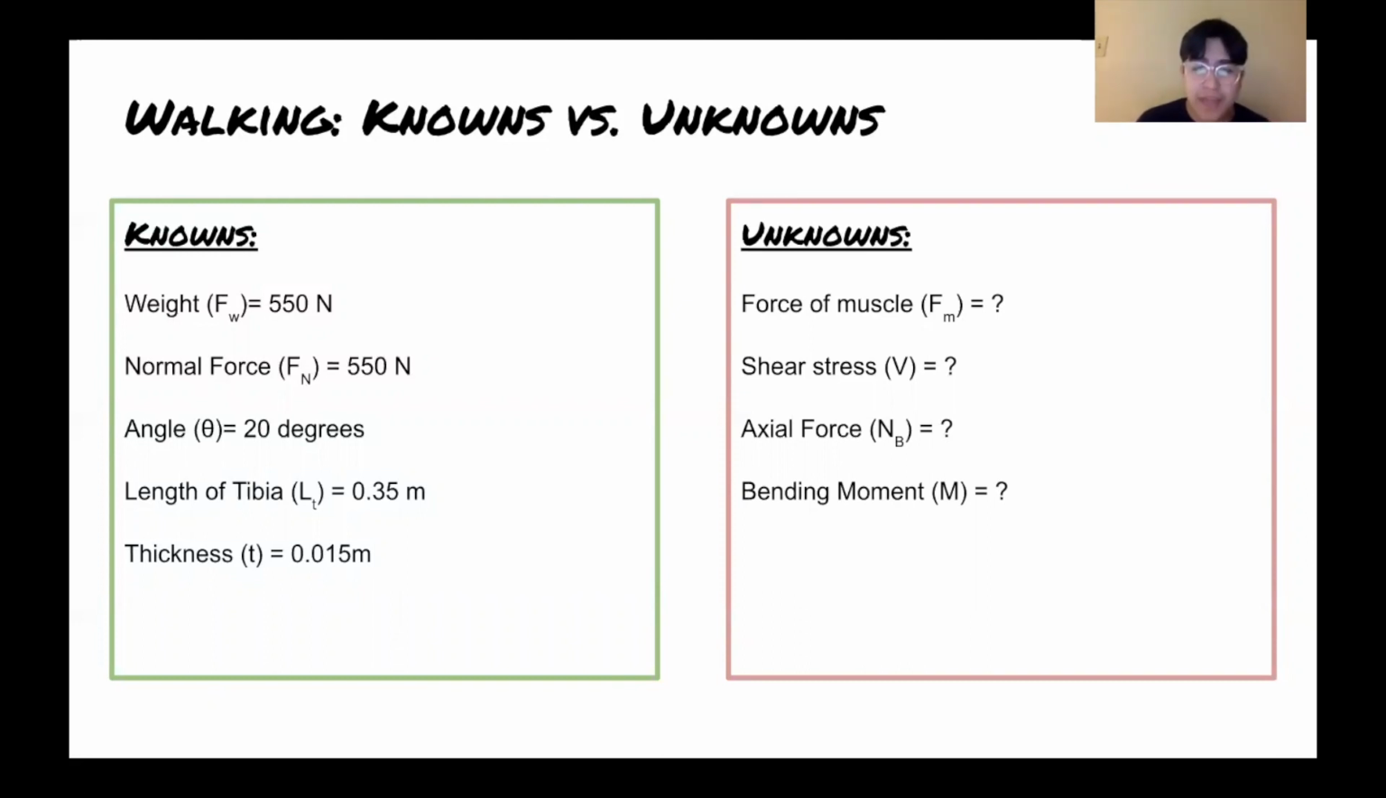Then we have the axial force, NB, which is a compressive or tension force acting inside of the member. This will typically be going outwards. Then we have the bending moment, M, which is a moment that causes the element to bend. This can be either pointing clockwise or counterclockwise.